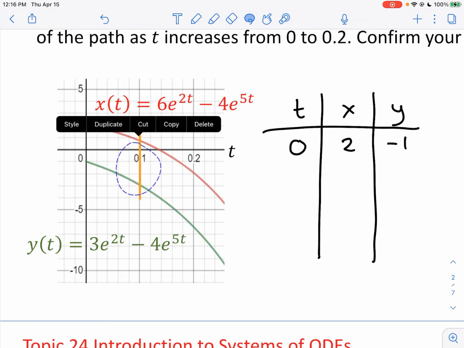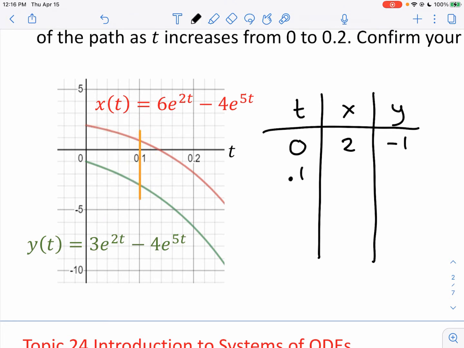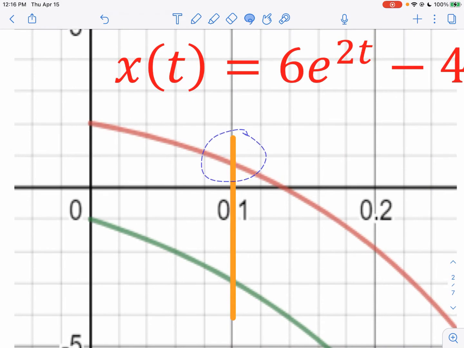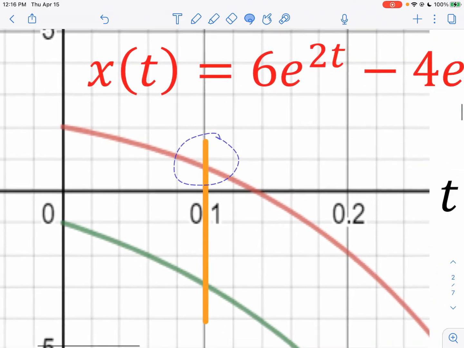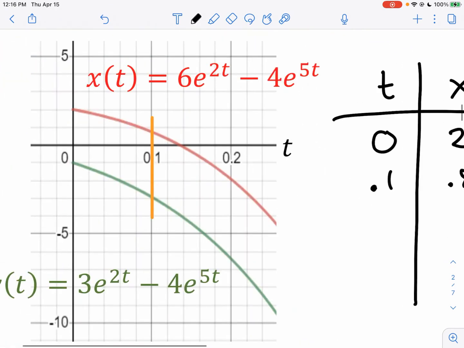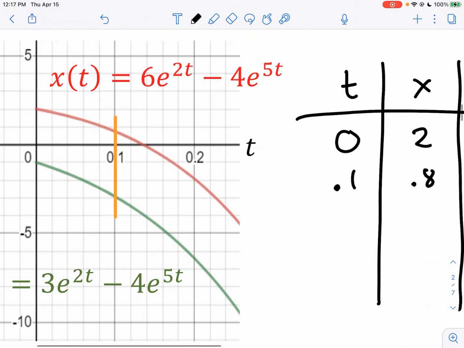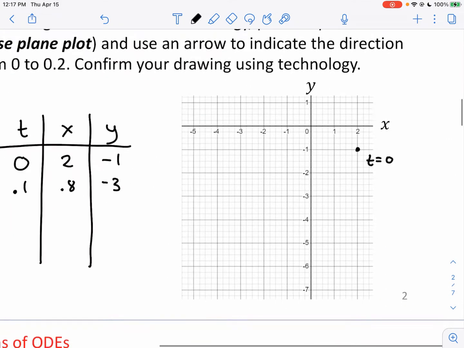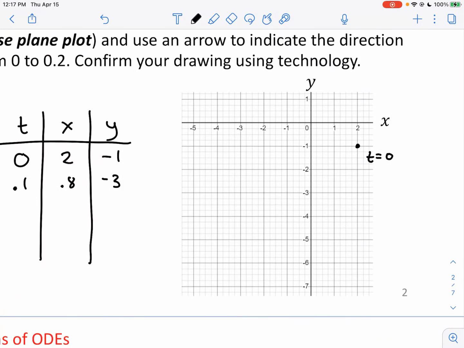For example, when t is 0.1, what does x appear to be? Well, we're going to estimate this. If you zoom in right into this area, we get an output that's less than 1, so about, let's say, 0.8, just to approximate. So x is about 0.8, and y is approximately negative, maybe it's not quite -3, but we'll say good enough, approximately -3. All of these are approximate; we're just eyeballing this. Now we want to plot that point, 0.8 comma -3. That's somewhere in this area, and this was at t equals 0.1.